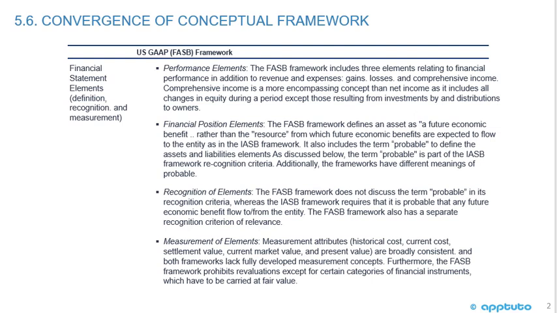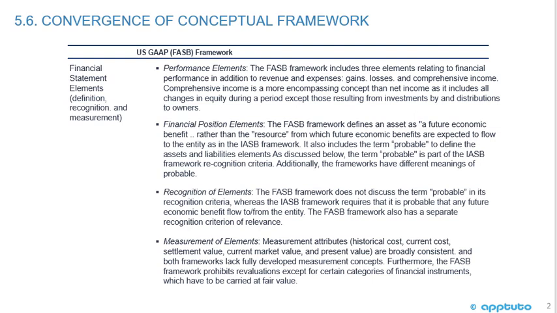Financial position elements. The FASB framework defines an asset as a future economic benefit rather than the resource from which future economic benefits are expected to flow to the entity as in the IASB framework. So there's a difference there with regards to the definition of an asset between FASB and IASB. It also includes the term probable to define the assets and liability elements. As discussed below, the term probable is part of the IASB framework recognition criteria. Additionally, the frameworks have different meanings of probable.